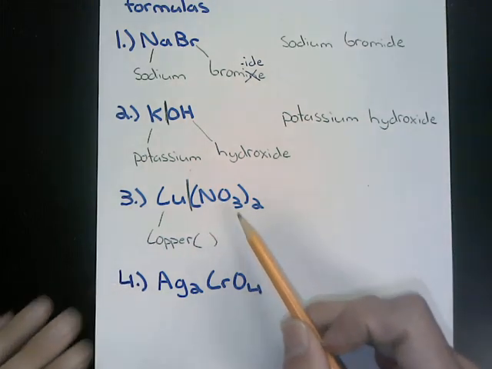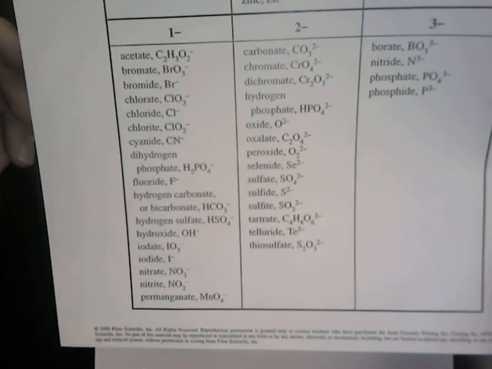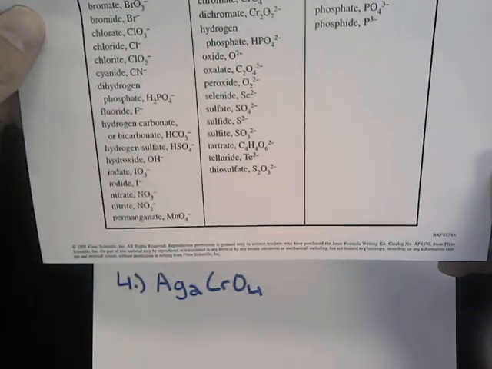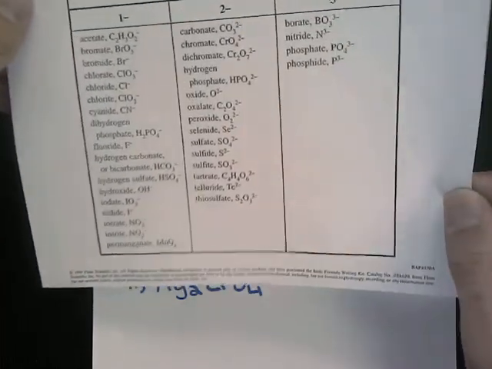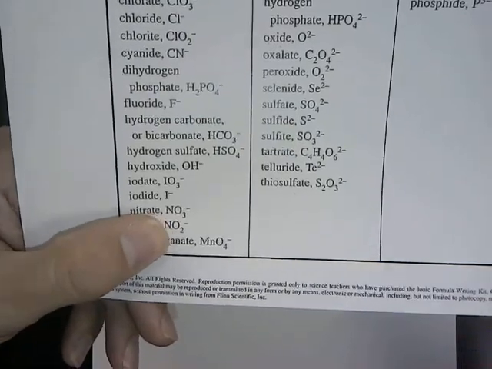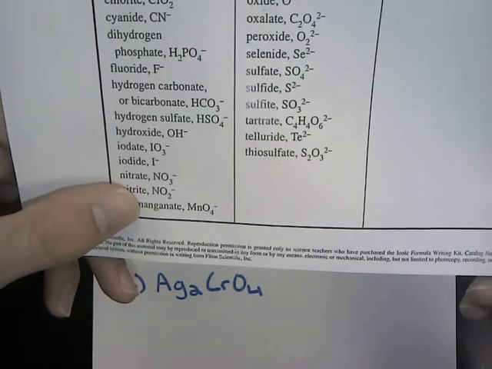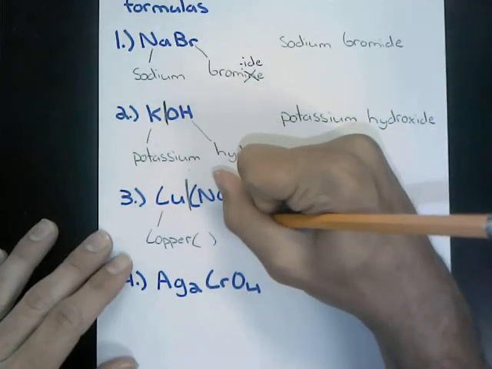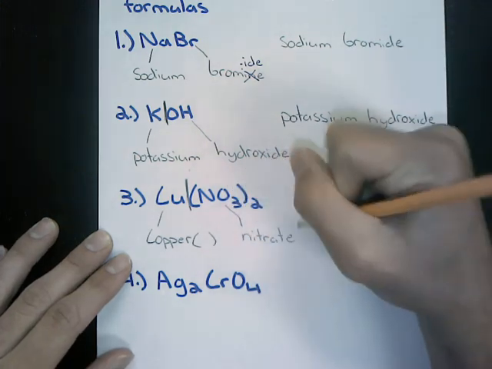Now, we have NO3, and we have two of those. And so our NO3, because it's polyatomic, all you need to do is look up on our particular sheet, and find, well, what is the charge for our NO3? Well, NO3 has a 1- charge, and the name of that is nitrate. So again, because the name is nitrate and it's polyatomic, it's really nice. All we need to do is write down nitrate.